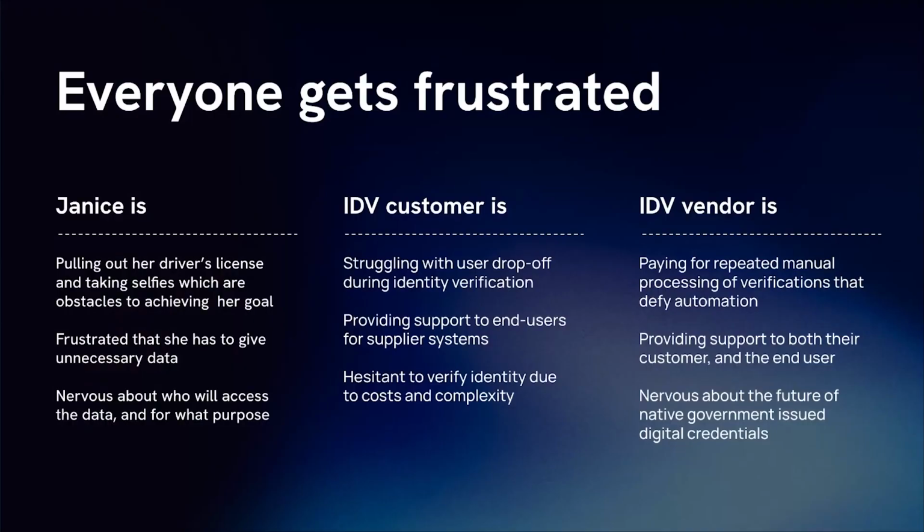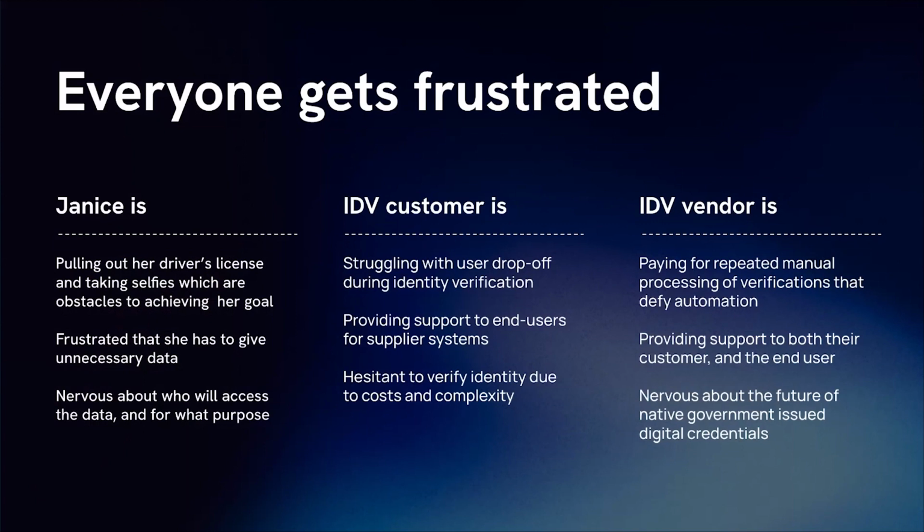No one is happy with this process. Janice is frustrated because pulling out her driver's license and taking selfies are just obstacles to her achieving her goal. She's also frustrated she has to give unnecessary data. Why does the credit union need to know that she has a license to drive? Why does the rental car place need to know her exact birthday in order to know that she's of the legal age to rent?